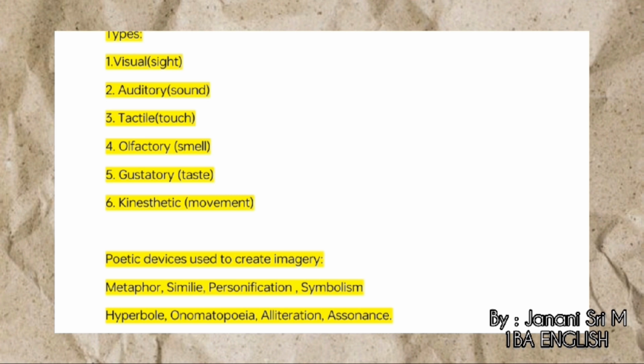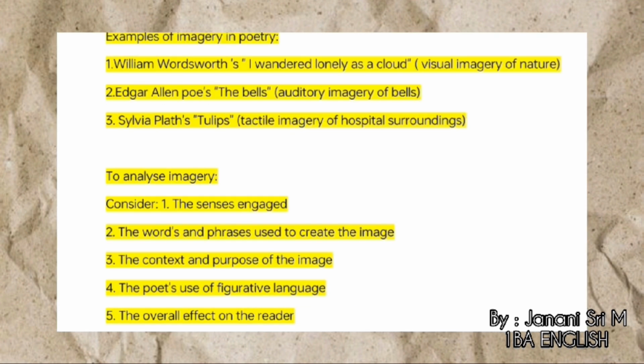Poetic devices used to create imagery: metaphor, simile, personification, symbolism, hyperbole, onomatopoeia, alliteration, and assonance. Examples of imagery in poetry: William Wordsworth's I Wandered Lonely as a Cloud, visual imagery of nature; Edgar Allan Poe's The Bells, auditory imagery of bells; Sylvia Plath's Tulips, tactile imagery of hospital surroundings.